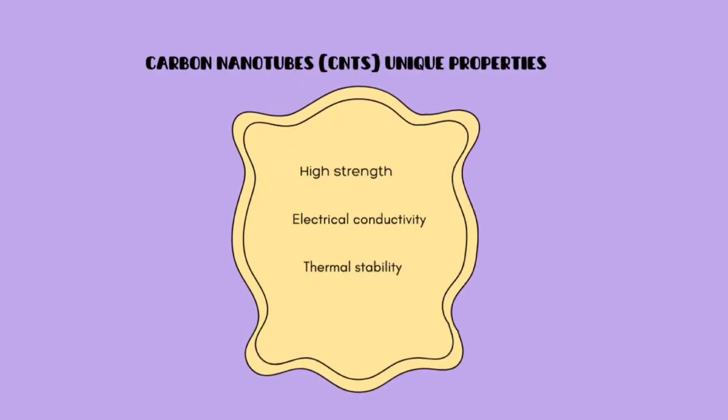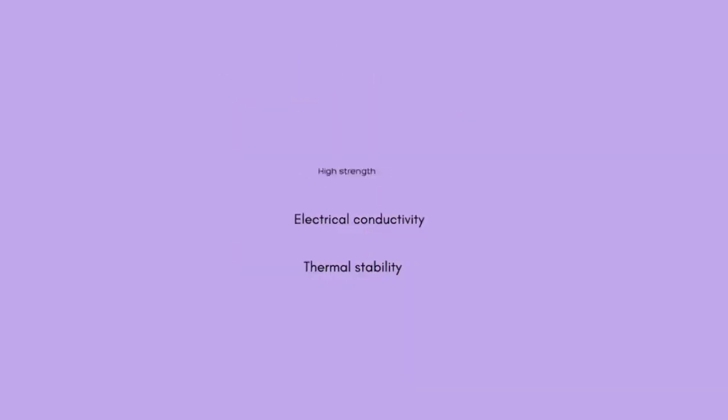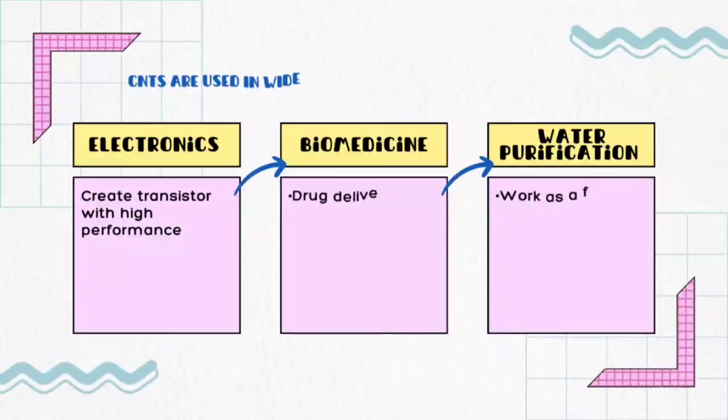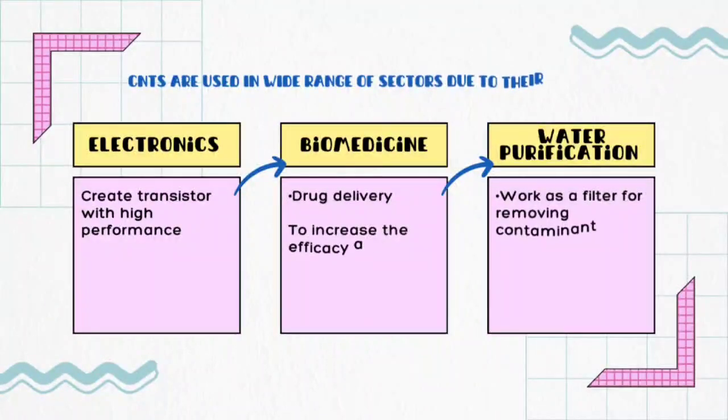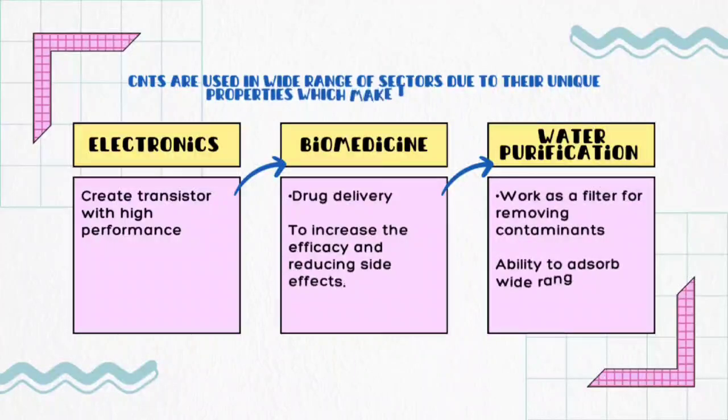Carbon nanotubes contain unique properties. Some of them are high strength, electrical conductivity, and thermal stability. Thus, carbon nanotubes are used in a wide range of sectors due to their unique properties which make them valuable.